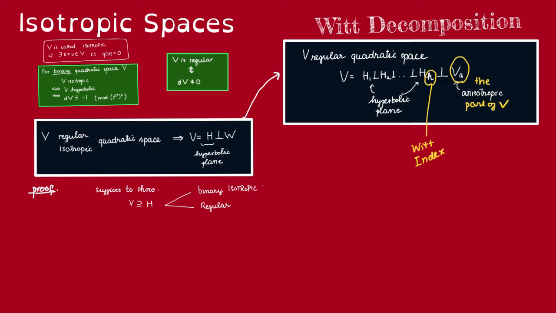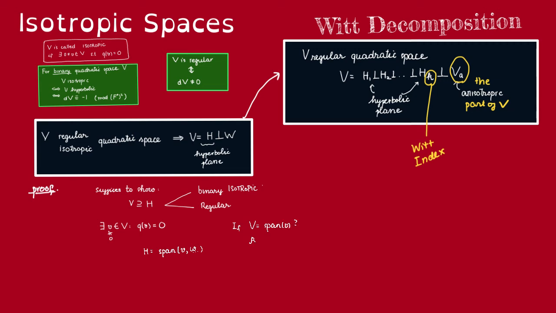So let's first construct a binary isotropic subspace of V. Well, that is simple, because since V is isotropic, it must contain an isotropic vector v. So for H to be isotropic, we just need to let H contain this isotropic vector, then it's automatically isotropic. Now, to make this binary, we just need to take a vector w linearly independent from v. Well, how do we know there must be a vector linearly independent from v? What if this big vector space V is just equal to the span of little v?